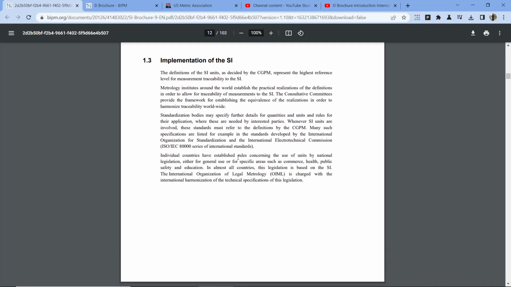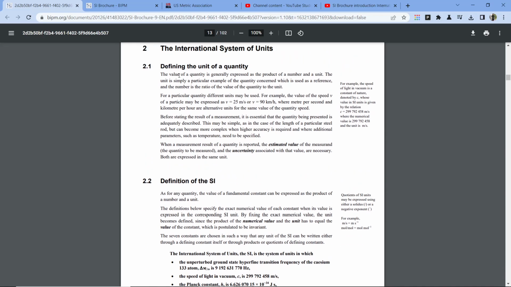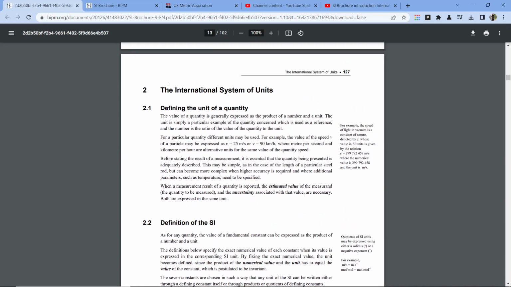Okay, I'm going to read the introduction. I just read chapter 1, Introduction to the SI. I'm going to read section 2, the International System of Units. Section 2.1, defining the value of a quantity. Defining the unit of a quantity.